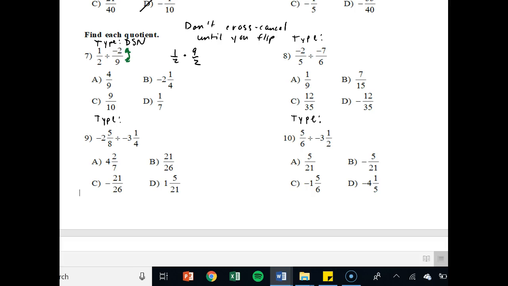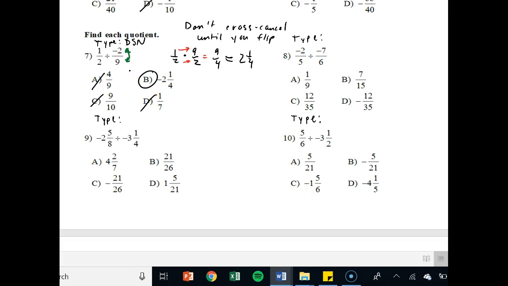So nothing to cross cancel now. And I multiply straight across, and that gives the 9 over 4. And again, you can use your calculator, or you could just use your brain. How many times does 4 go into 9? Goes in there twice with 1 left over. Hence why we get 2 and 1/4. We already said this is a DSN, so all of my positive answers are gone, meaning only negative 2 and 1/4 is left behind. B is your answer.